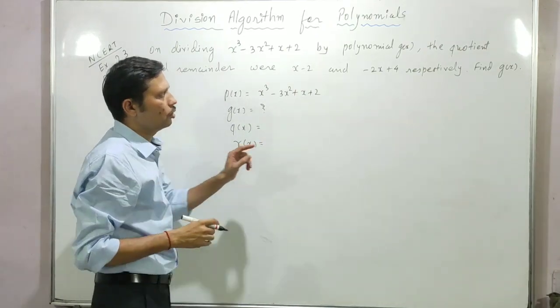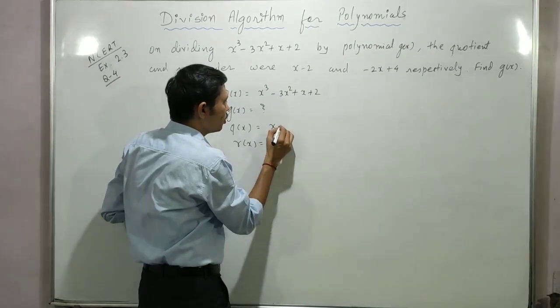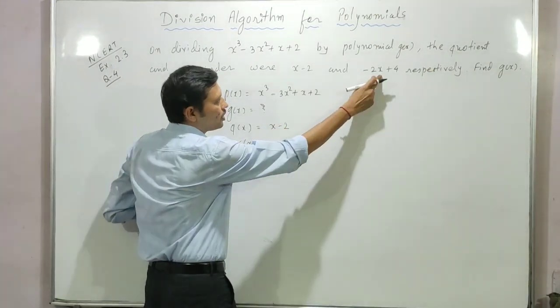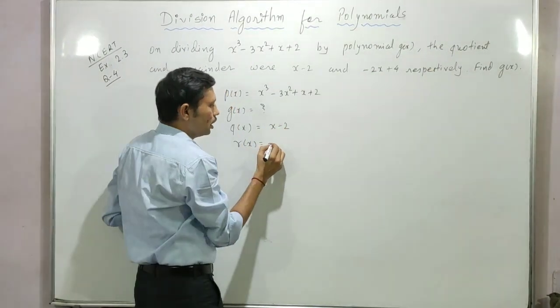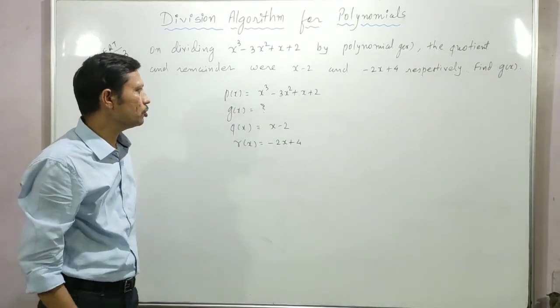These both are given. The quotient is x minus 2, and the r of x, that is the remainder, is minus 2x plus 4. समझ में आया क्वेश्चन बच्चों?